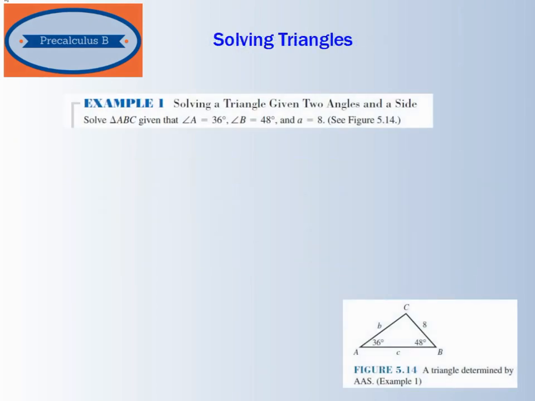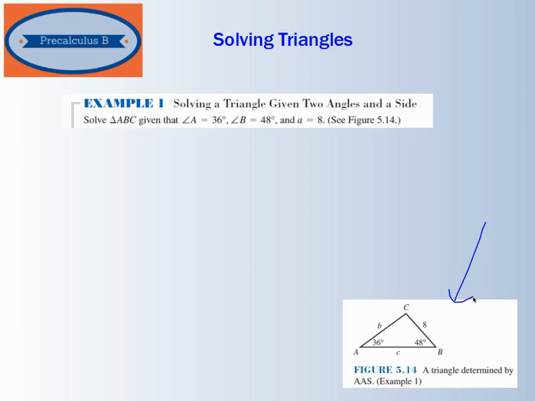So now we can use that law of sines to solve a triangle given two angles and a side. So we're given the triangle drawn at the bottom of the screen. The description is just angle A is 36, angle B is 48, and side a equals 8, which is the drawing that we have down at the bottom. And I want to know, how could I solve this triangle?